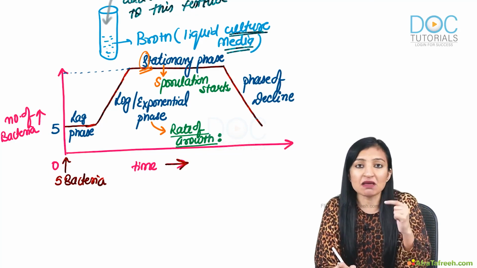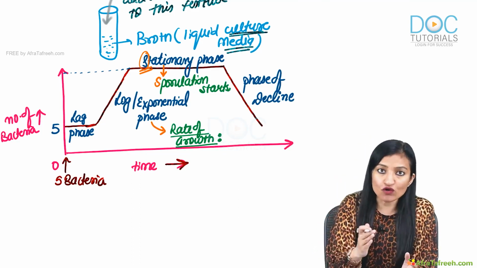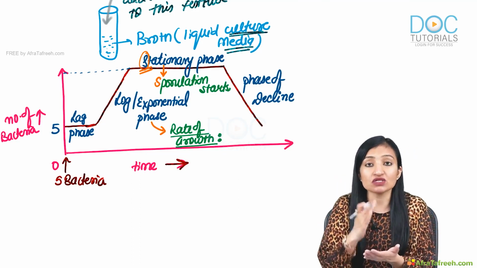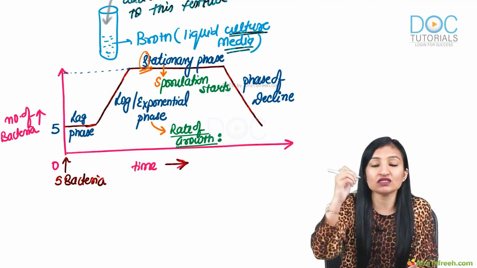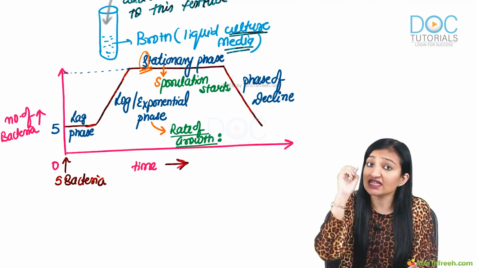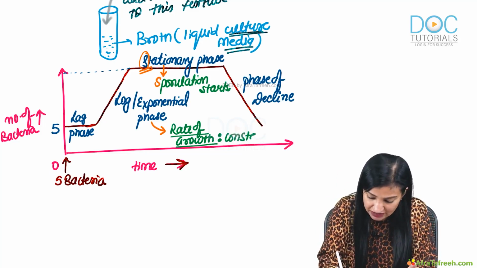rate of growth. Remember, at the outset only I had clarified that the rate of growth or generation time is going to be constant for a specific bacterium. Alright, it is the number which is increasing during the log or the exponential phase. The rate is constant. Okay, so the rate of growth in the log phase is constant.